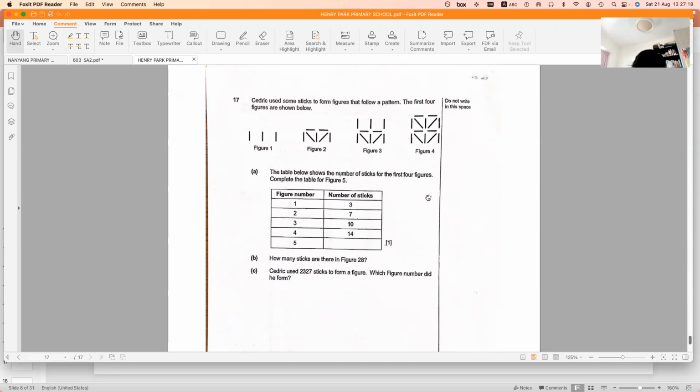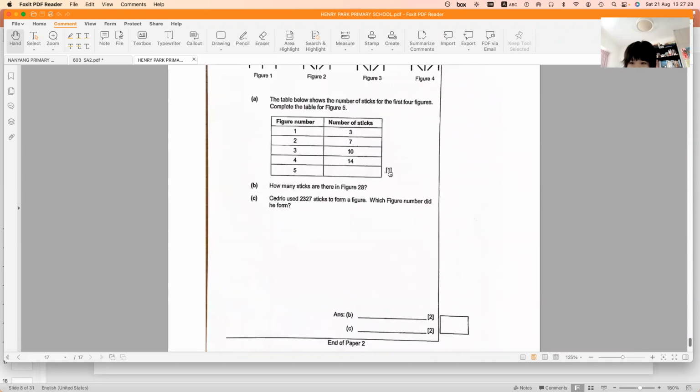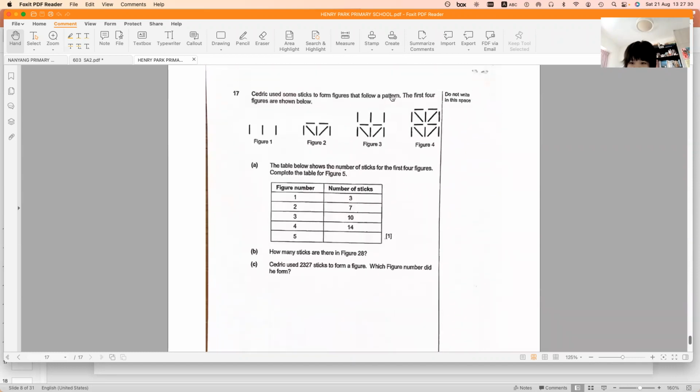I also want to talk about this question because it's interesting. This question is a 4-mark question. So I give you 6 minutes maximum. A rough estimate: 1 mark, 1 minute. So 4 marks give you 6 minutes. 5 marks, I give you 6 minutes too.